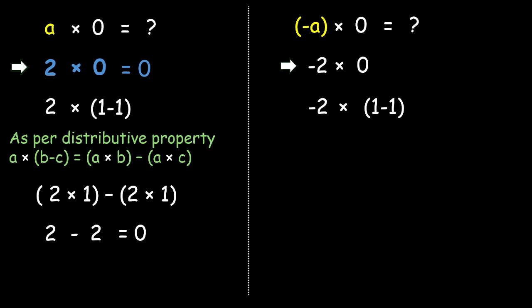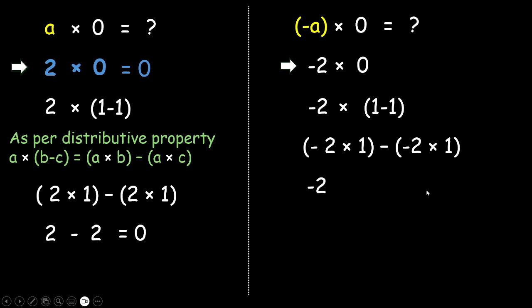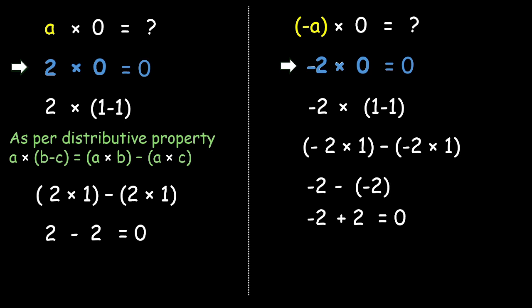So that will be minus 2 into 1 minus minus 2 into 1, which is minus 2 minus minus 2, and that is minus 2 minus minus would be plus 2, which is equal to 0. So minus 2 into 0 is also 0, and this is multiplication by 0. So if you multiply any integer, be it positive or be it negative, with 0, you will get a 0, right? Now let us look at another very interesting thing about multiplication.